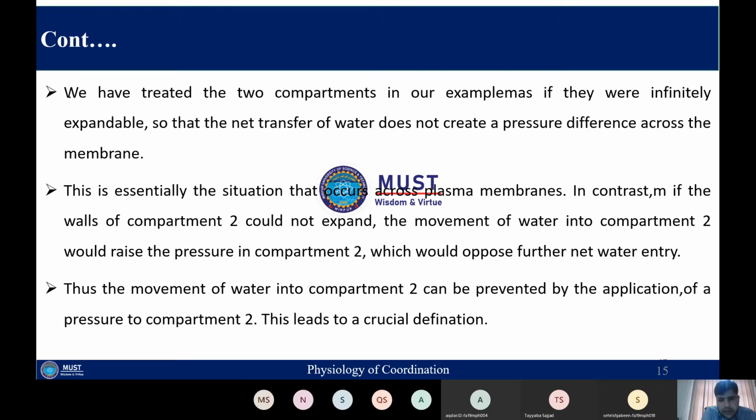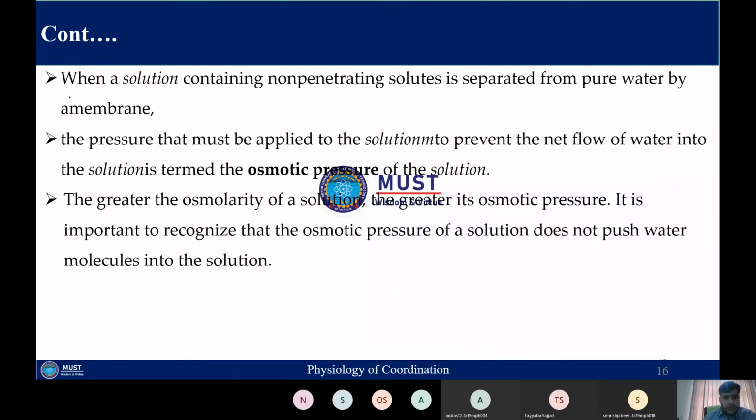But sometimes, if the walls of compartment 2 are not expandable, meaning they are not elastic, then the movement of water into compartment 2 will raise the pressure in compartment 2, and when the pressure is increased, no further movement of water will be allowed. This is what we call osmotic pressure. You are all familiar with this term. So the movement of water into compartment 2 can be prevented by application of pressure to compartment 2, and this pressure is called osmotic pressure.